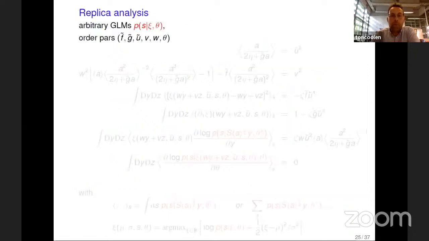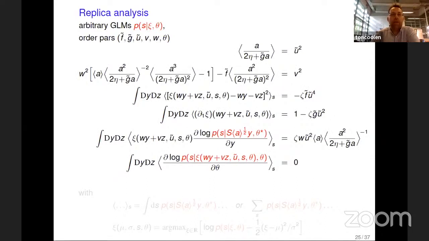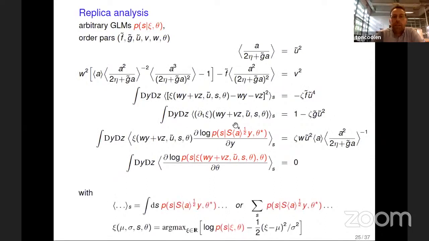Okay, and now it turns out that you can fairly easily generalize the theory. And the result is this. I've indicated just with red where this function P actually sits. So in your order parameter equations, it appears here, here, and in the definitions of what some of these averages mean. So these are averages over distributions of the outcome variable where the model also appears. Here could be a sum if S is discrete. And there's this tricky function here, psi, that appears in various places and involves P.